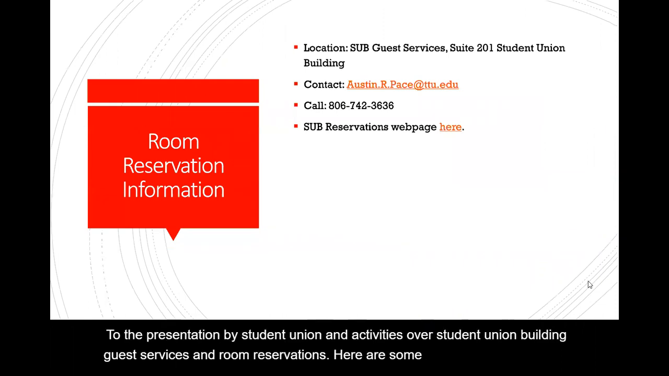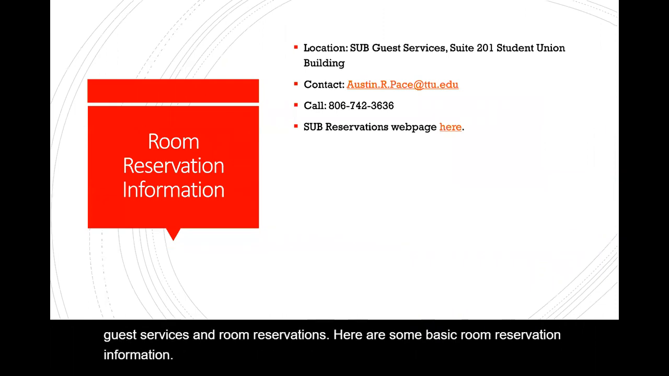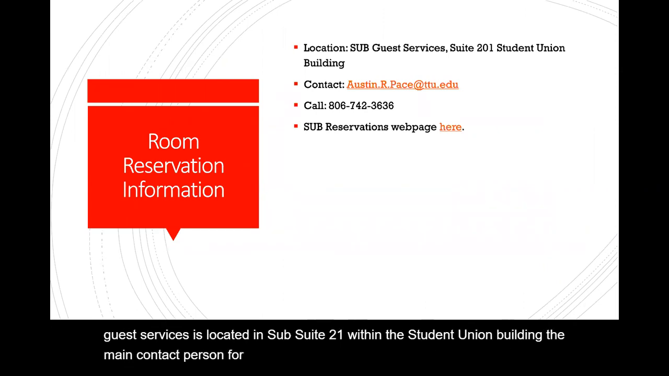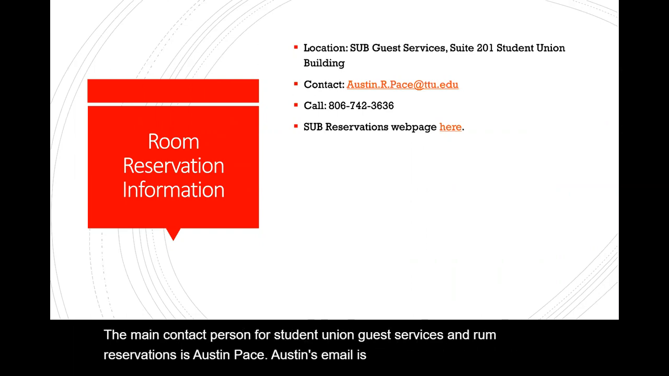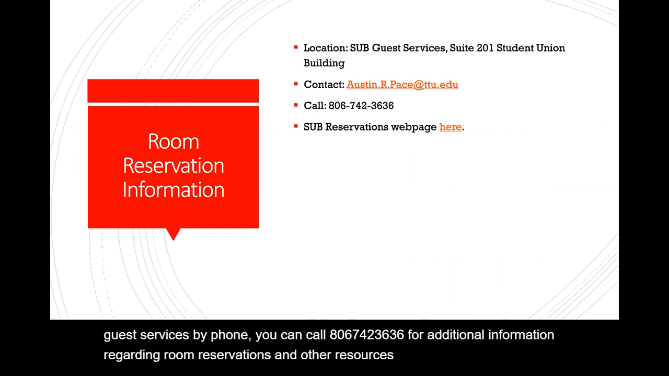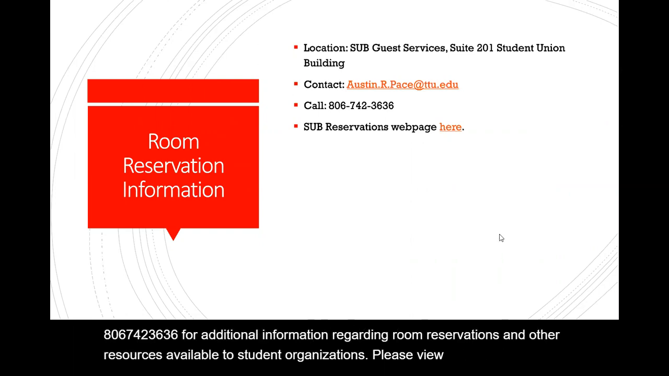Here is some basic room reservation information. Student Union Building Guest Services is located in Subsuite 201 within the Student Union Building. The main contact person for Student Union Guest Services and Room Reservations is Austin Pace. Austin's email is austin.r.pace@ttu.edu. To contact guest services by phone, you can call 806-742-3636. For additional information regarding room reservations and other resources available to student organizations, please view the Sub-Reservations webpage.